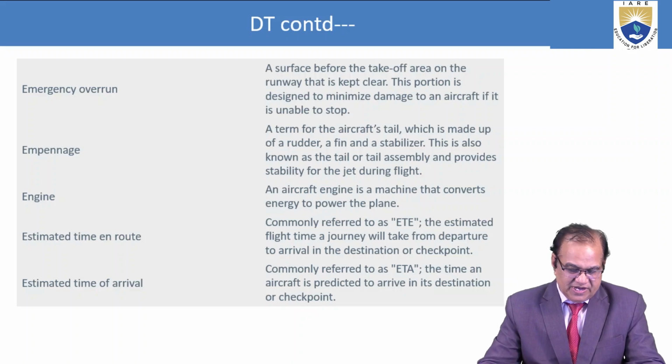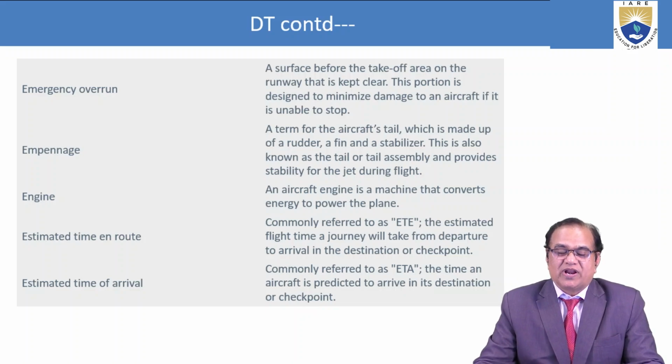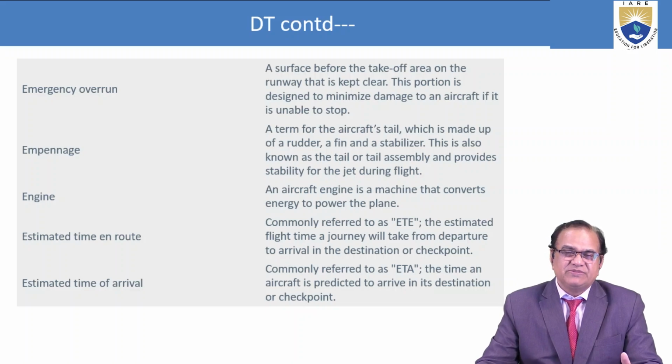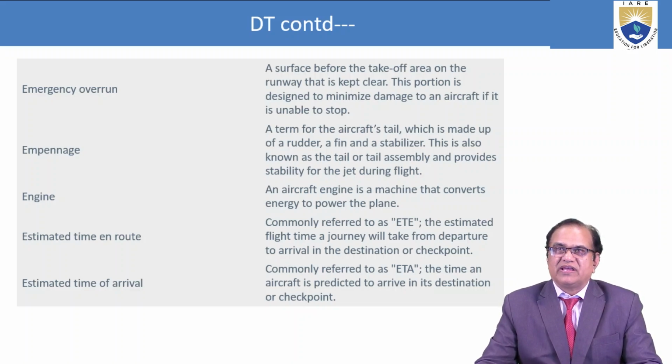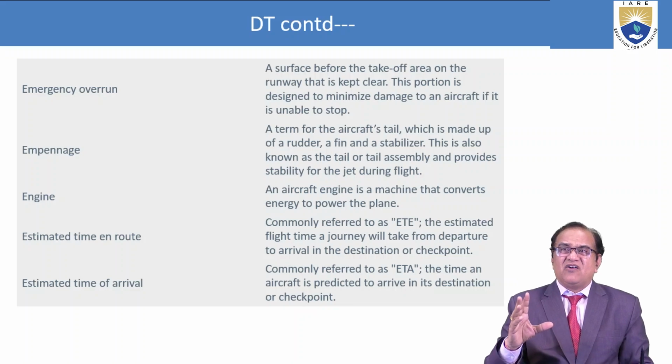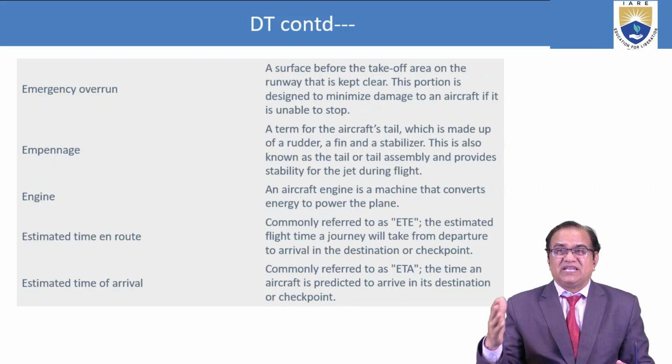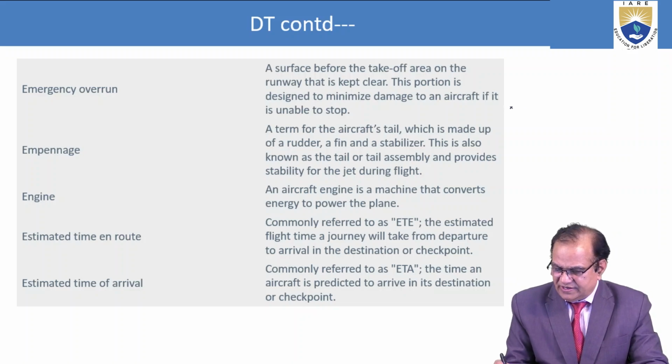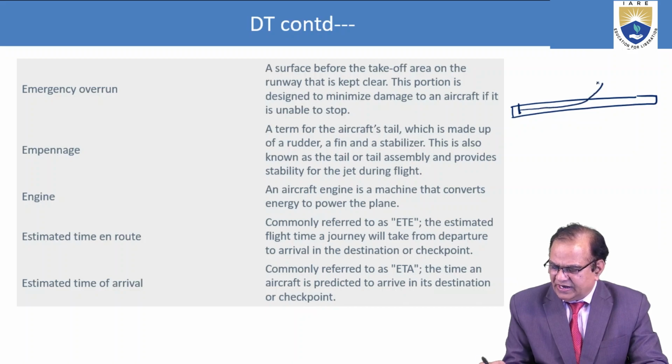Now we will have some terms here, and I will be discussing these terms one by one. Emergency overrun: a surface before the takeoff area on the runway that is kept clear. This portion is designed to minimize the damage to an aircraft if it is unable to stop. If this is the runway here, the aircraft is starting from here and taking off from here. This is the emergency overrun.